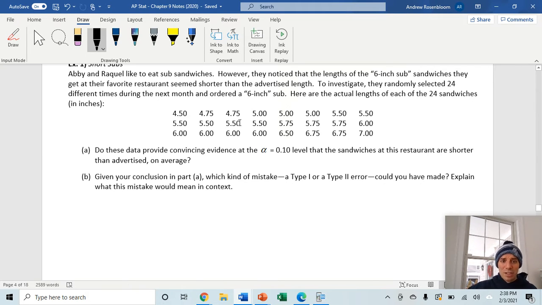They say it's a 6-inch sub. They don't believe it. They think they're shorter. That's the key word here, where we'll base our alternative hypothesis on. So let's go through the same state, plan, do, and conclude steps that we saw before.